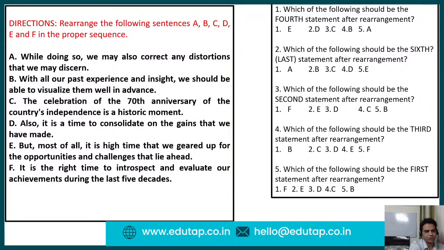See, while doing so, we may also discern. So this cannot be the first sentence. With all our past experience, we should be able to visualize them. Again, a pronoun. See, the celebration of the 70th anniversary of the country's independence is a historic moment, right? No pronoun, no conjunction. Also, it is a time to consolidate on the gains we have made. But most of all, conjunction, it is the right time to introspect and evaluate our achievement during the last 5 decades. So I think it is clear what should be the first sentence. Very good, Prasanna. Very good, Sonali.